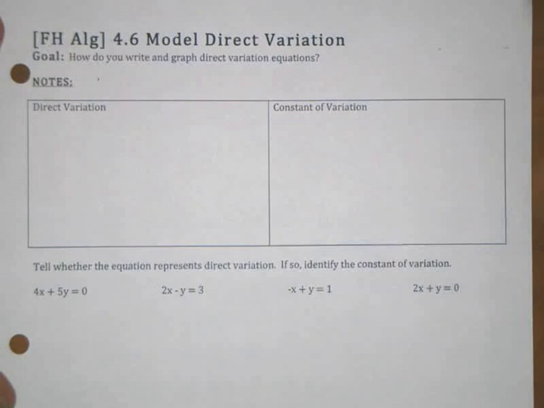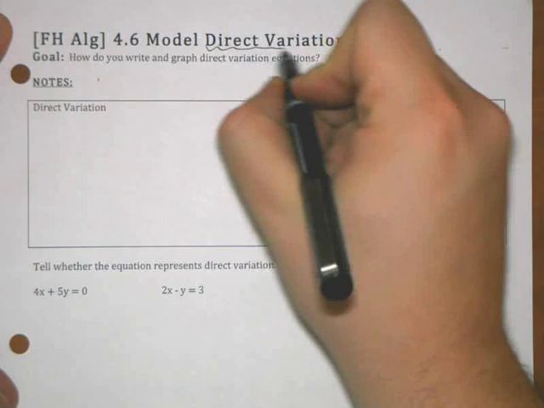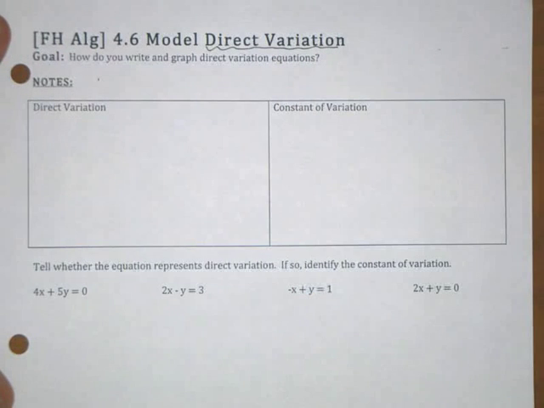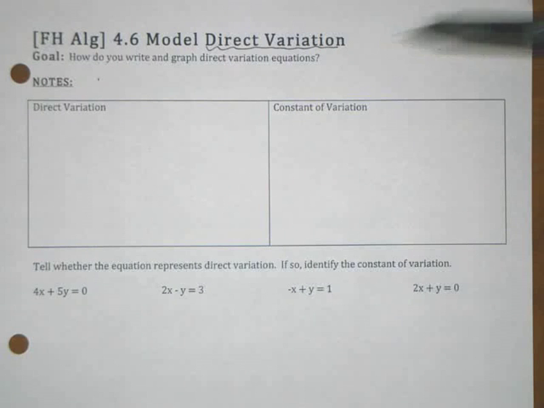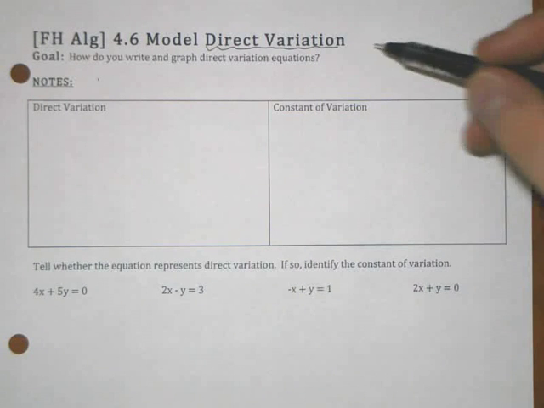Today we're going to talk about modeling direct variation and how to do so. What's nice about this situation, this equation of modeling direct variation, is that it's nothing different from what we saw yesterday in terms of slope-intercept form. It's more or less a special case of it.